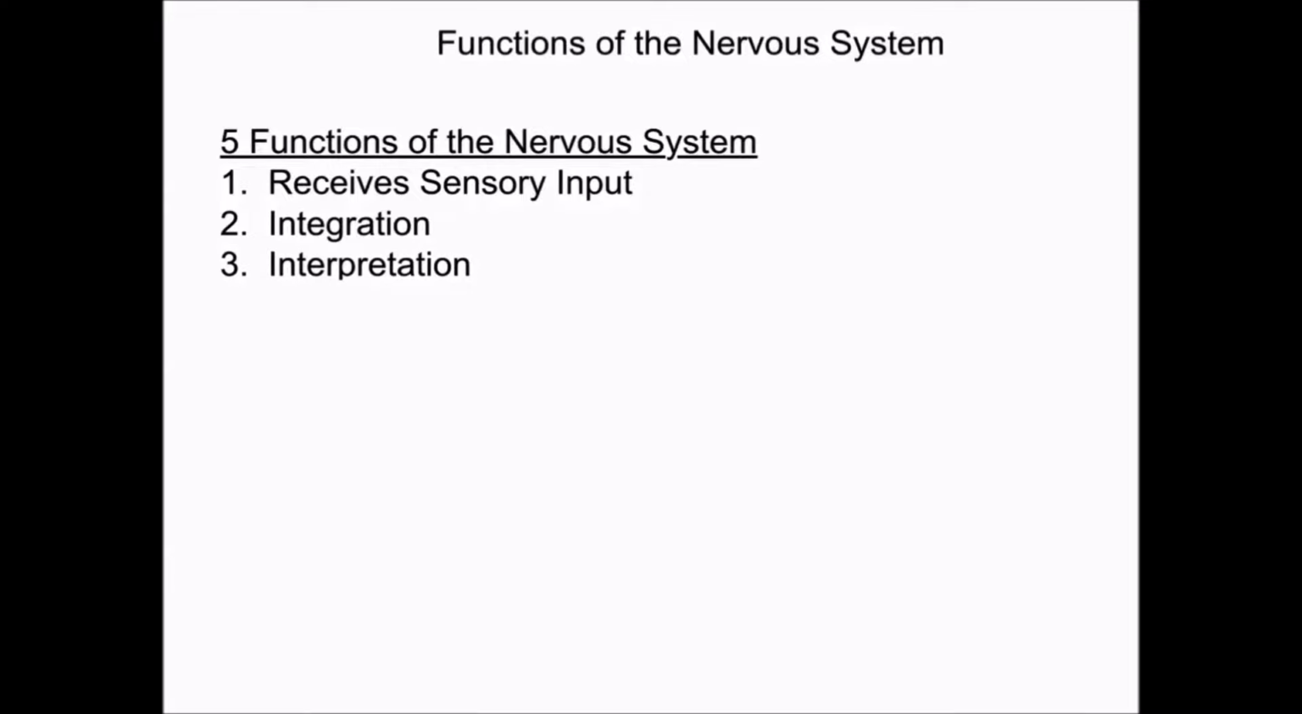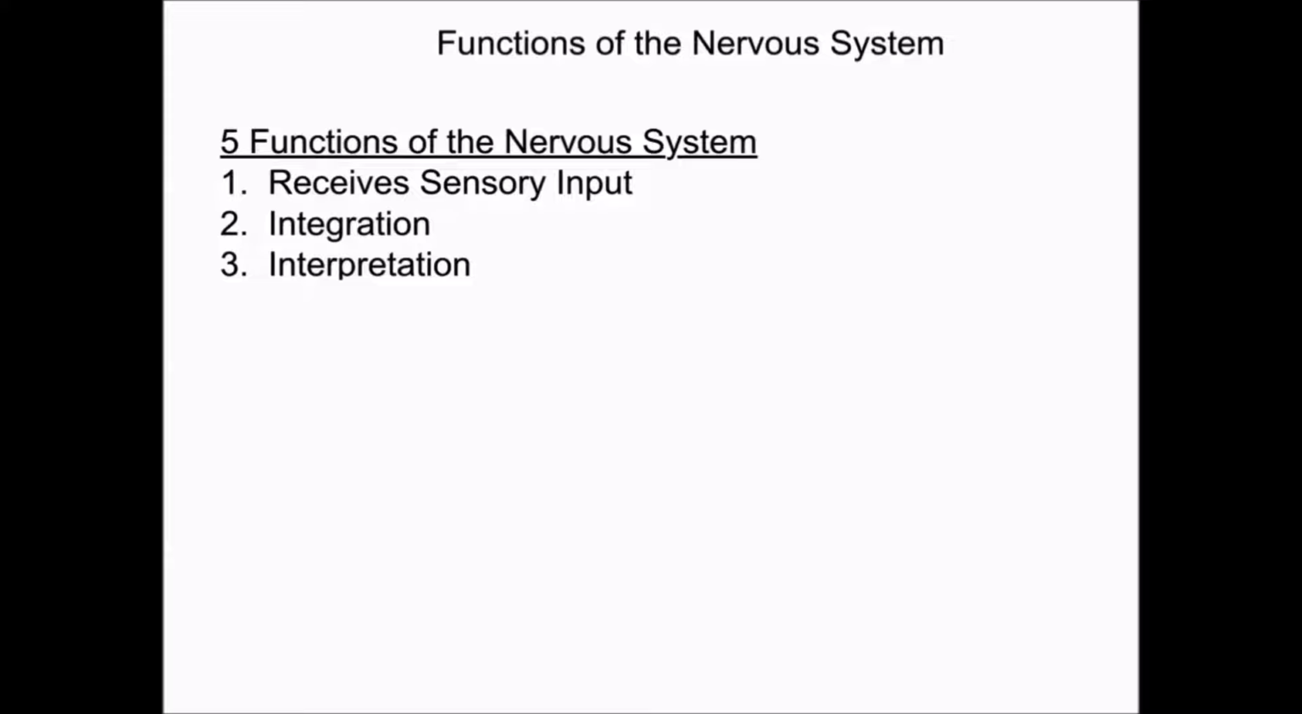The nervous system. There are 5 functions of the nervous system. The nervous system receives sensory input or sensory information from the external and internal environment. Next, through integration, all of the sensory information is brought together. Once all the sensory information is integrated or combined, the nervous system interprets what that sensory information means.